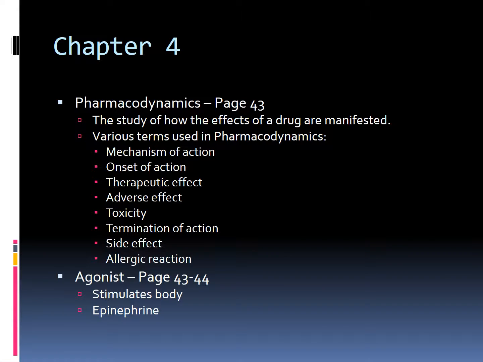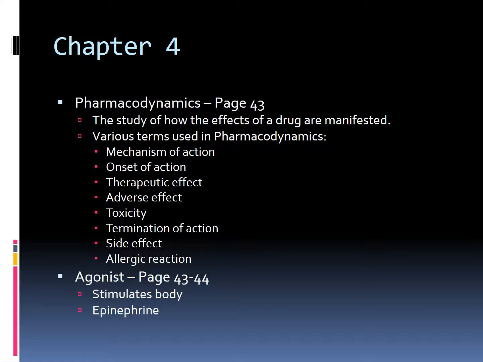So, like I said, pharmacodynamics is the study of how the effects of a drug are manifested, or how they interact with the human body. This deals with not just how they interact while they're in there, but also how we get rid of them. Not every drug stays within the body forever. They have to be eliminated somehow, and its activity decreases over time.